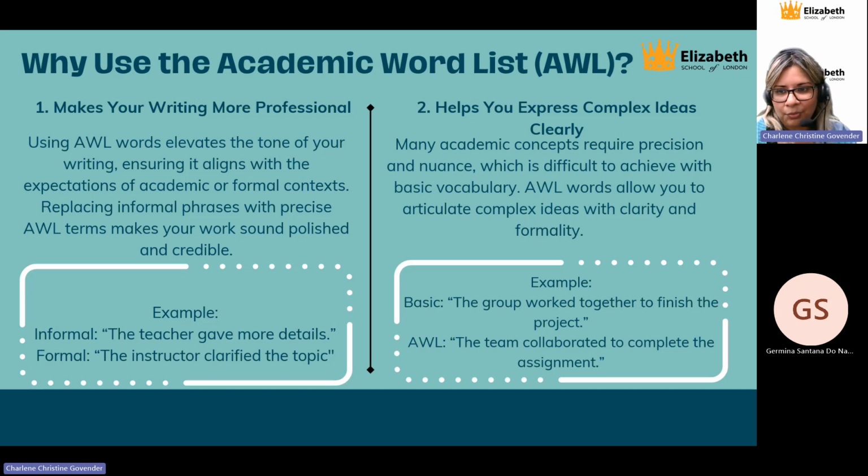Now, another reason why we want to use the academic word list is that it helps you express complex ideas clearly. Now, when you are studying or writing your essay, you'll come across very different fields of study with lots of trains of thought, okay? And some of these ideas may be difficult to rewrite in your own words, and you may be like, oh, I'm not sure how to do that. I'm going to try, but I'm not very confident. So using the academic word list will help you, okay? It will help you to articulate your complex ideas with clarity and formality.